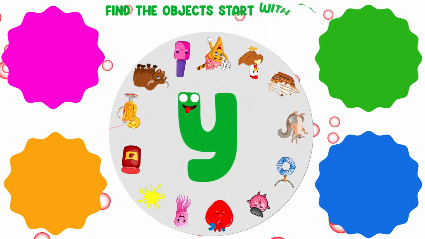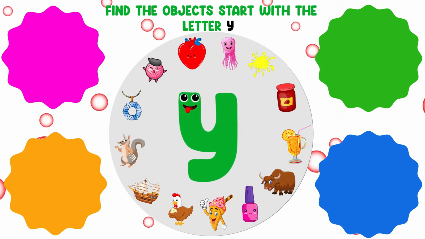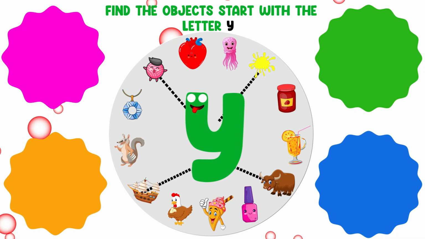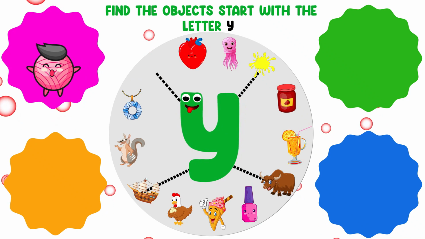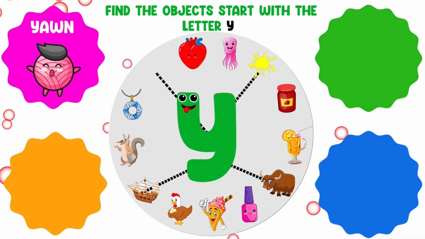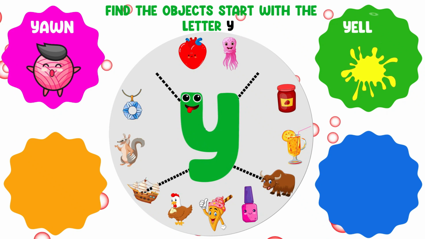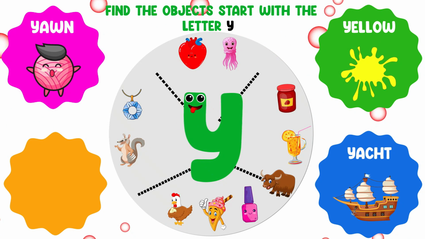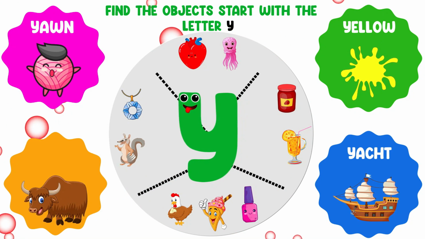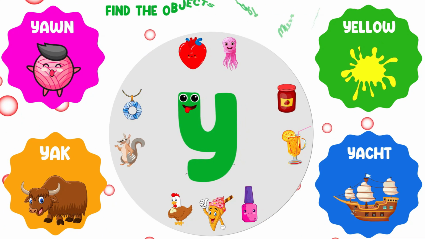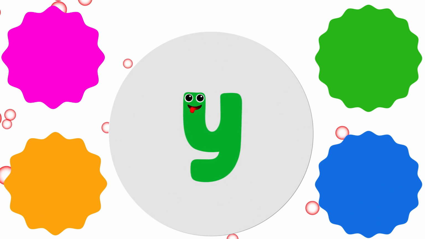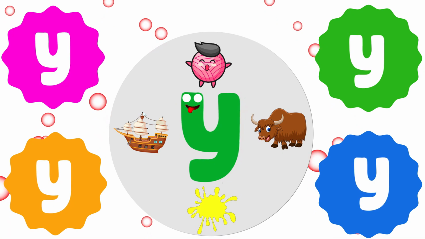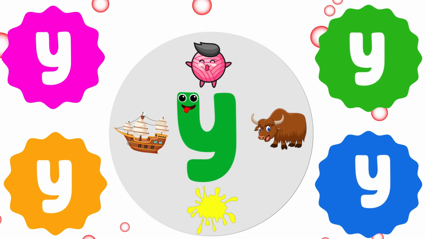Y. Find the object that starts with the letter Y. Yawn. Yellow. Yacht. York. Y. Yawn. Yellow. Yacht. York.